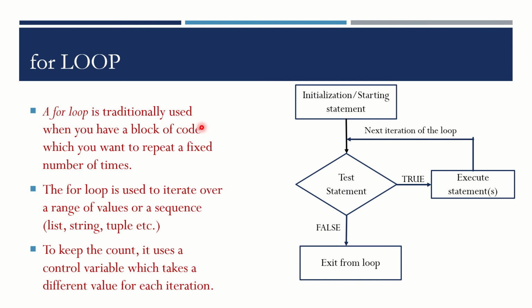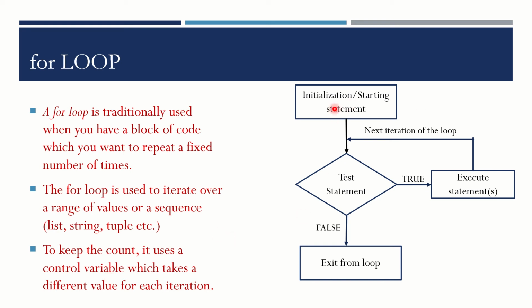A for loop is traditionally used when you have a block of code which you want to repeat a fixed number of times. So you always know how many times the for loop is going to be repeated or executed. The for loop is used to iterate over a range of values or a sequence. Now this sequence can be list, string or tuple. To keep the count of the number of times the loop has to be executed, we use a control variable which is also known as a counter. The counter takes a different value for each iteration of the for loop.